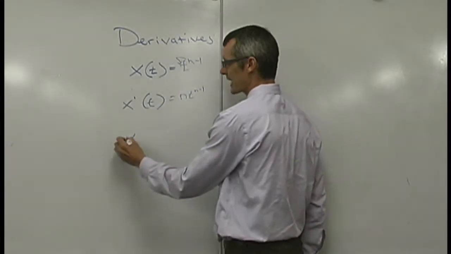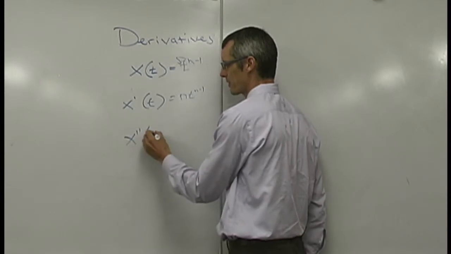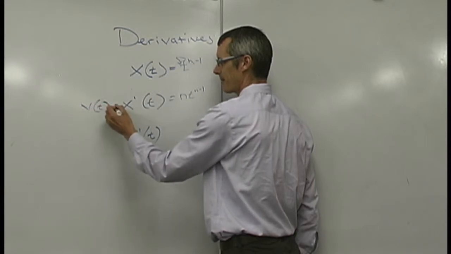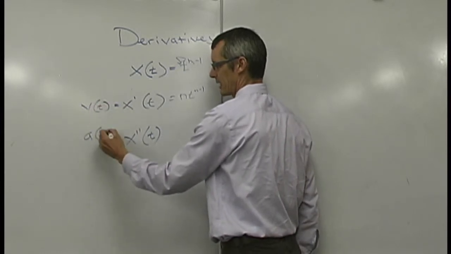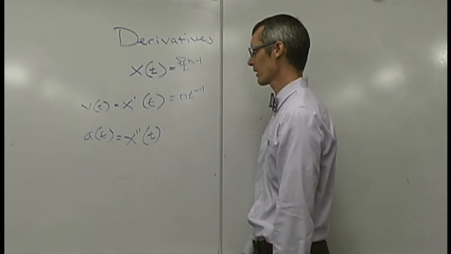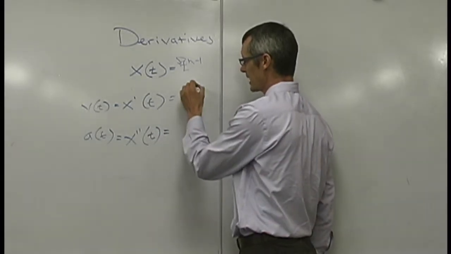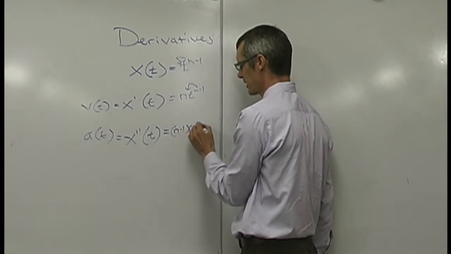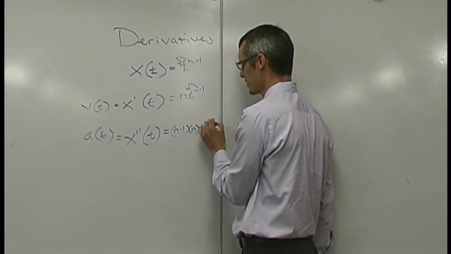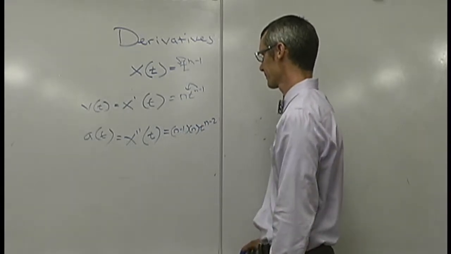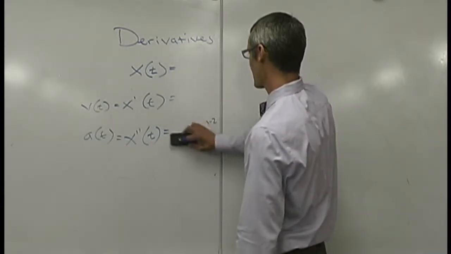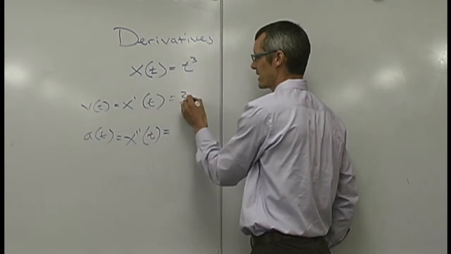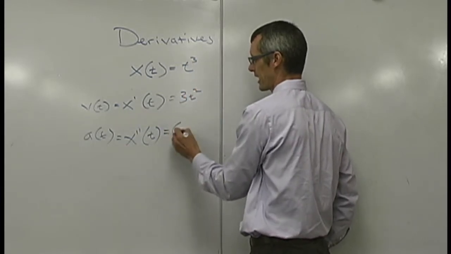We also have what's called the second derivative. In this case, with a function of displacement, this would be the acceleration, whereas the first derivative is the velocity, the second is then the acceleration. So x double prime of t would then be, take this down, n minus 1 times n times t to the n minus 2. As an example, if I have t cubed, the first derivative, the velocity, is 3t squared. The second derivative is then going to be 6t.